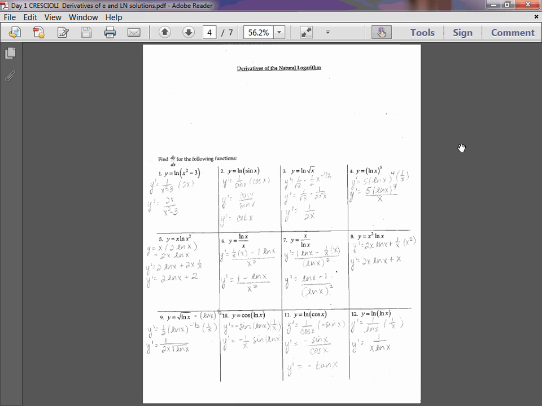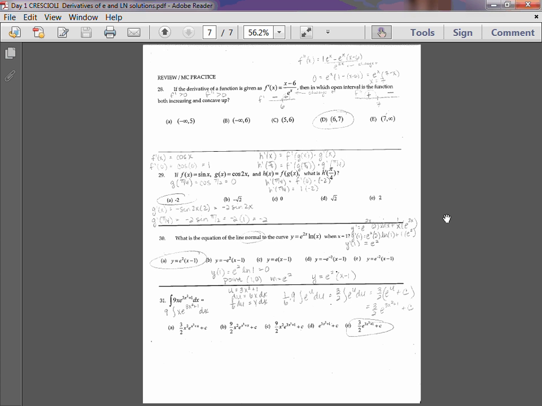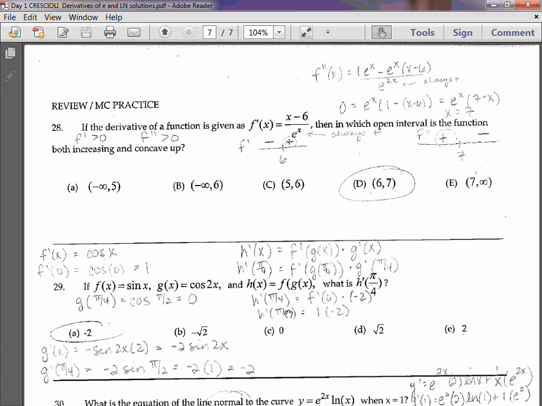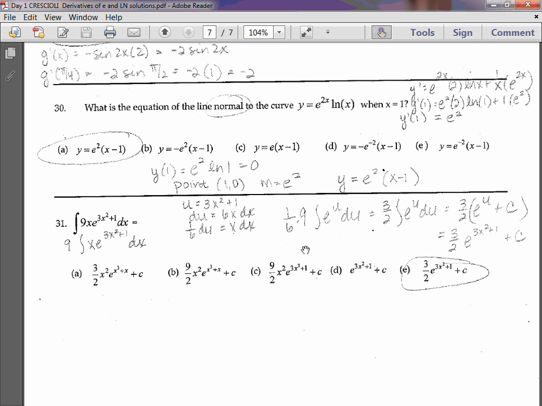31. Alright, 31, I apologize. We snuck in an integral. That's what we're doing today. Okay, so we will learn 31 in just a moment. I'm sorry. Oh, that's why. An integral snuck in there, but that's what we're doing today. Are there others that we have questions on?